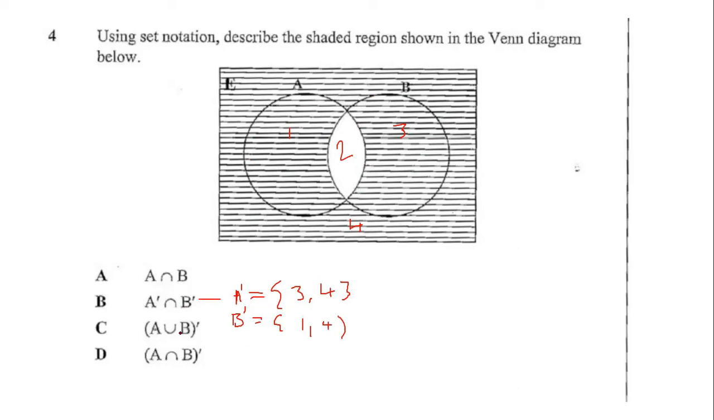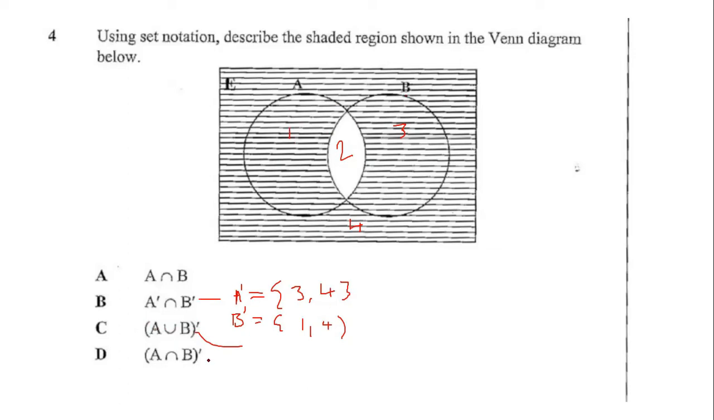All right. Then also when we look at C here, they are saying A union B complement, meaning those that are not found in A union B, and A union B is 1, 2, and 3. So those that are not found, which should just be what? 4. So only 4 will be shaded, but here they've shaded even in 1 and in 3.